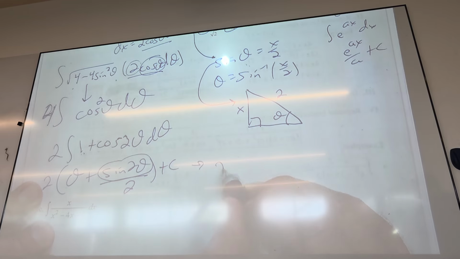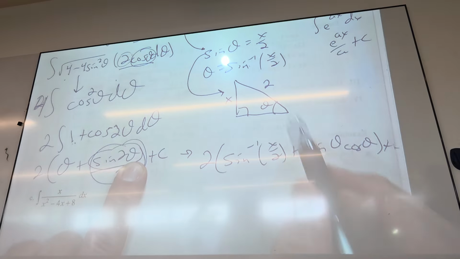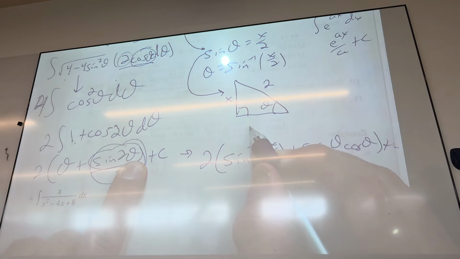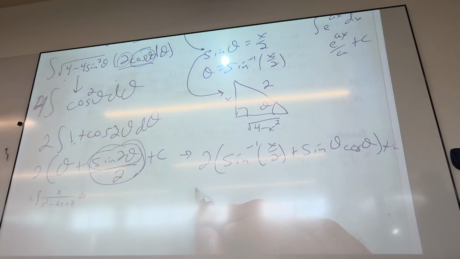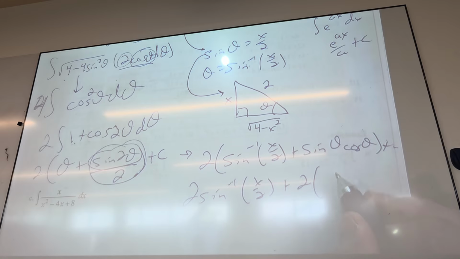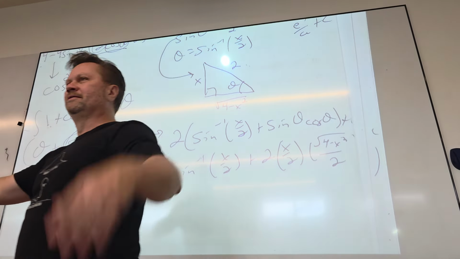So far I've got 2 inverse sine of x over 2. If I rewrite this, this will be sine theta cosine theta. Sine theta, I know. Cosine theta, I'm just missing this, and what's this? 4 minus x squared. Good. So then I get 2 inverse sine of x over 2 plus 2 times x over 2 times the square root of 4 minus x squared over 2. And then you can kill some 2's out here. Plus c.